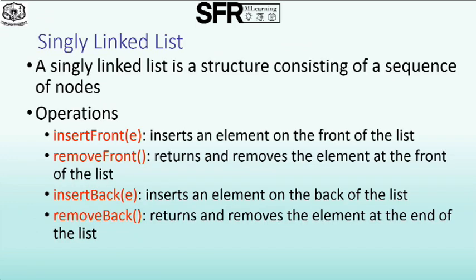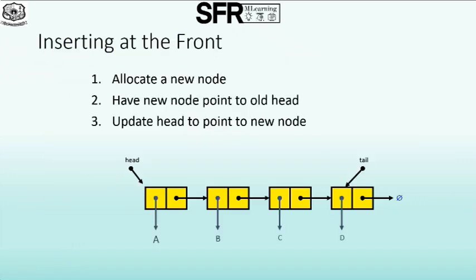The stack can also be implemented using the second method, a singly linked list. A singly linked list is a data structure consisting of a sequence of nodes. Here we use pointers to point to the next element. The operations are insert at the front, remove front, insert back, remove back. First one, inserting at the front. The nodes are created as follows: A, B, C, D. The first one is the head and the last one is the tail.